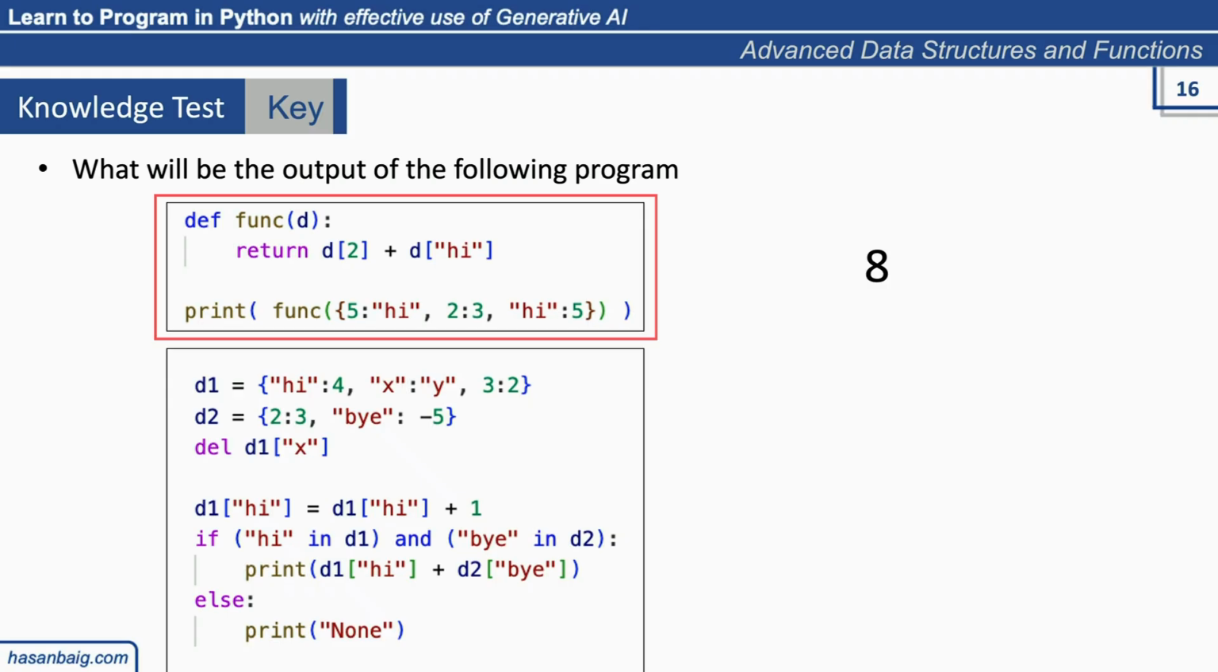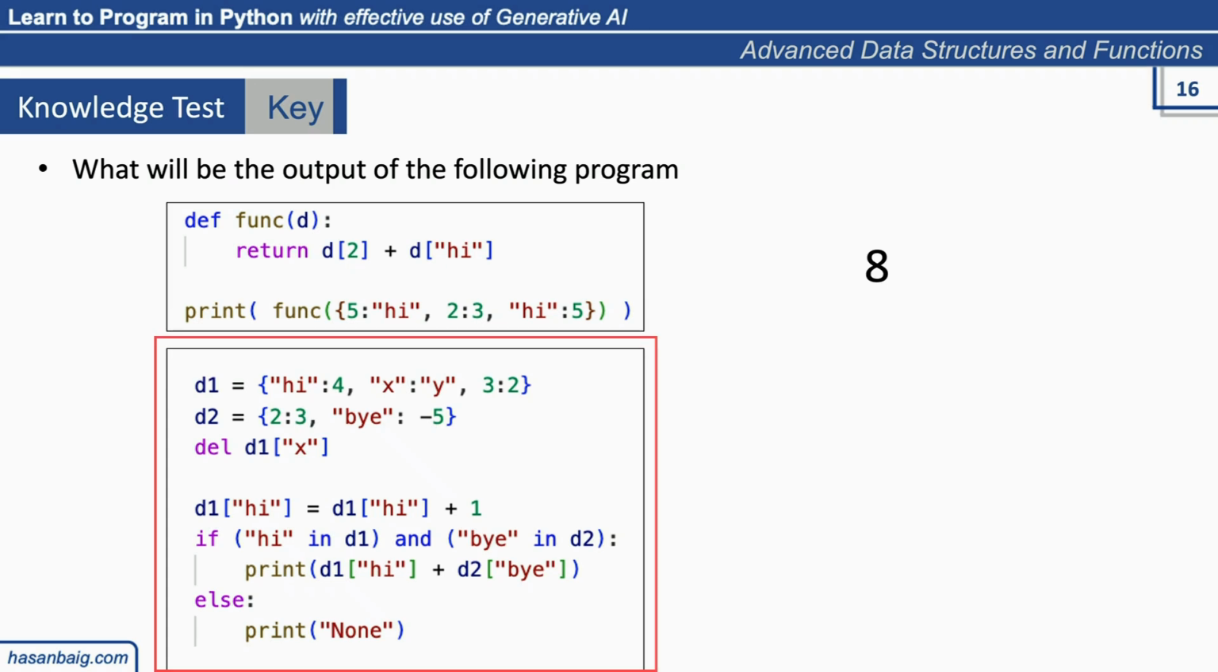Okay. Now D, you are using a key, 2. So the value associated with 2 is 3. Similarly, the value associated with the key high is 5. So 3 plus 5 would return 8, and it will be printed out. It will print 8.